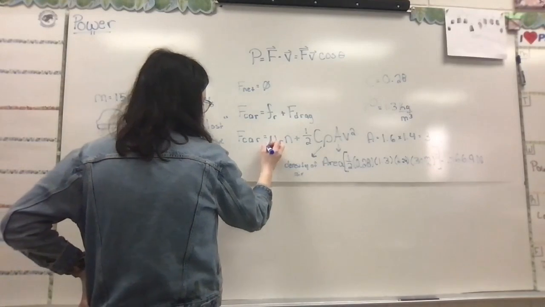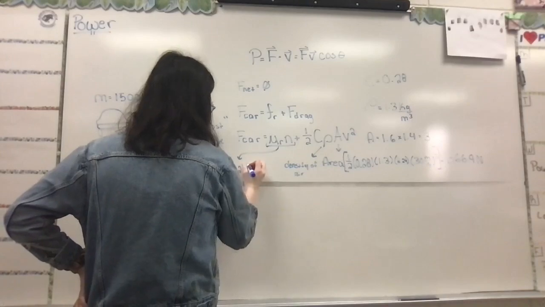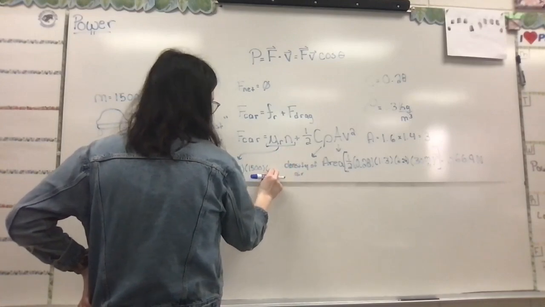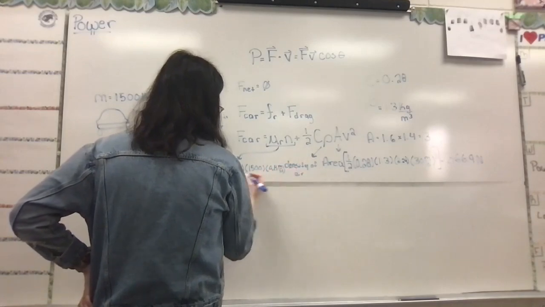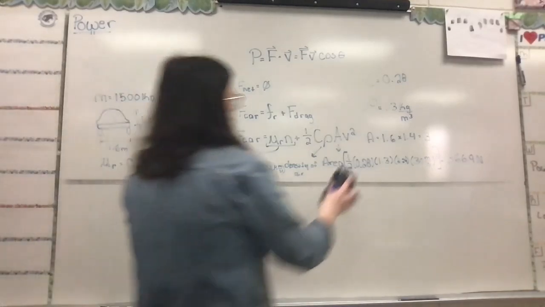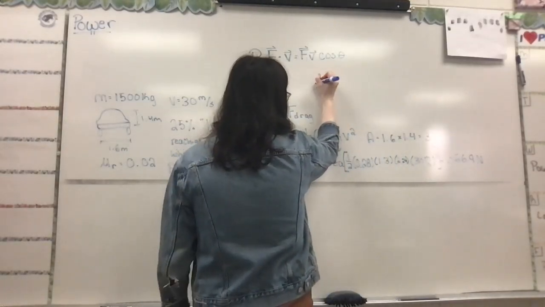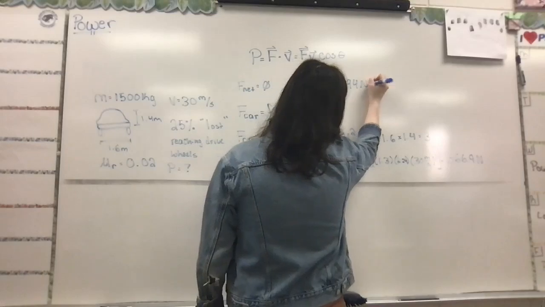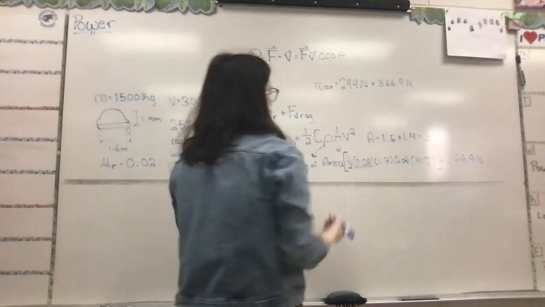Now you guys need to find our force of friction. So you're going to do 0.02 times our mass, which is 1500, times our, what's the other thing that comes into normal force? Okay, so let me know what our force of rolling friction is. 294. Okay, so we have that the force of the car is equal to 294 newtons plus 366.9 newtons. So what's the force of the car equal to?